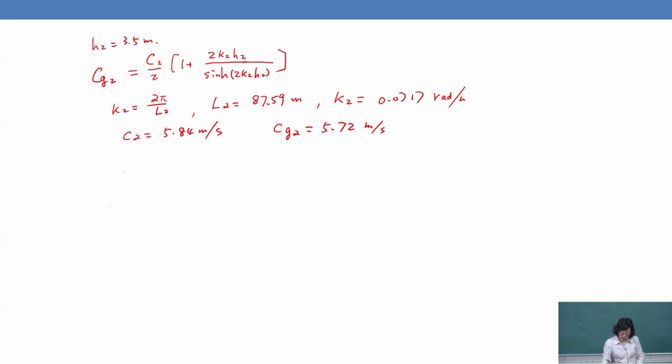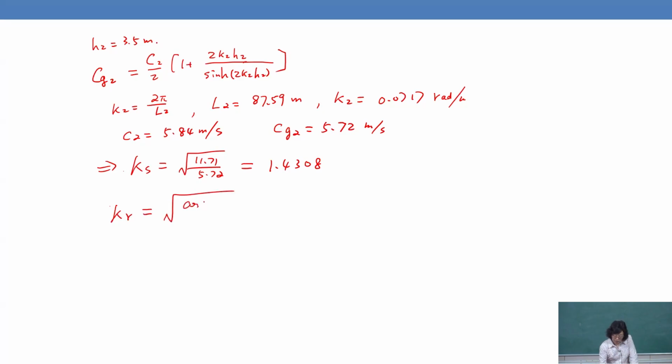So based on this one, we have Ks equals to the square root of 11.71 over 5.72. So that will be 1.4308. So that's the first, Ks, we have. Then we have the Kr. So the Kr will be equal to cosine theta 1 over cosine theta 2.